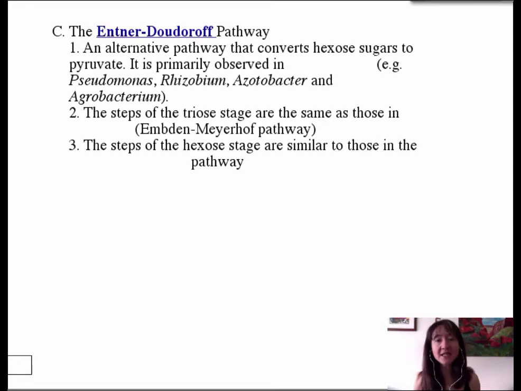So again, this is an alternative glucose degrading pathway, something that these bacteria have instead of the Embden-Meyerhof pathway. So the steps on this fit that two-in-one shampoo idea. That is, the trio stages are identical to those that we see in the Embden-Meyerhof pathway. So you're going to recognize all of those stages where glyceraldehyde 3-phosphate is further oxidized, forming pyruvate. You've seen these stages before. So those will be recognizable.